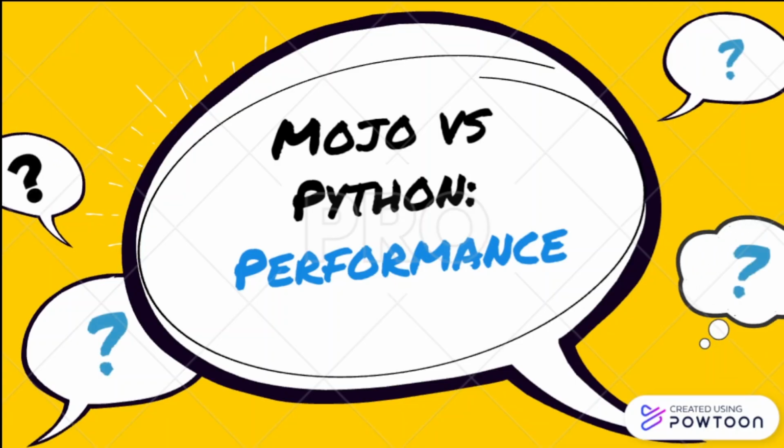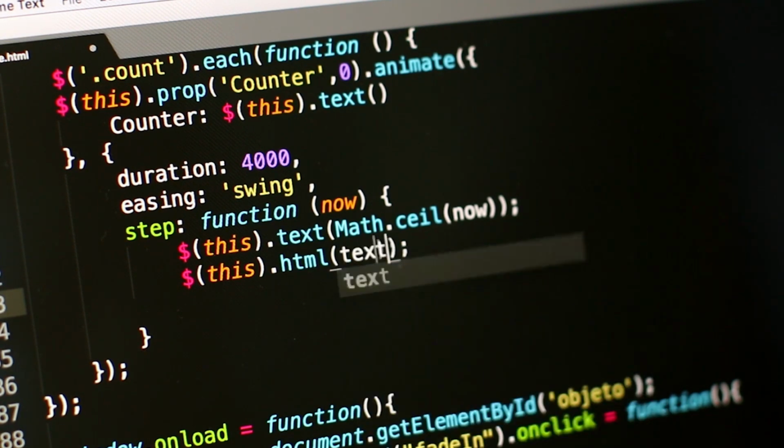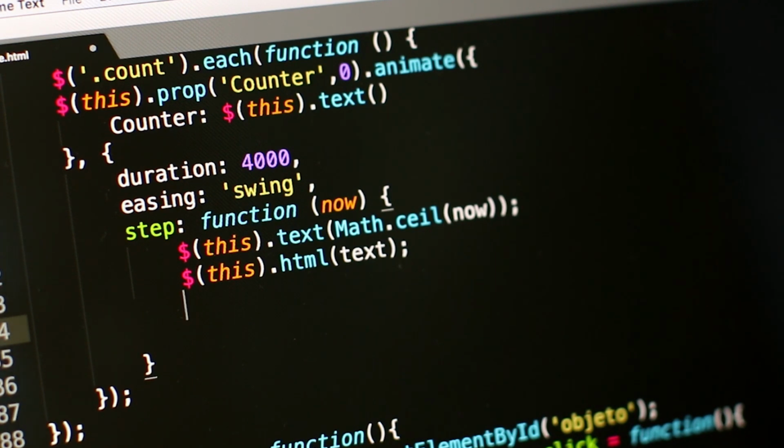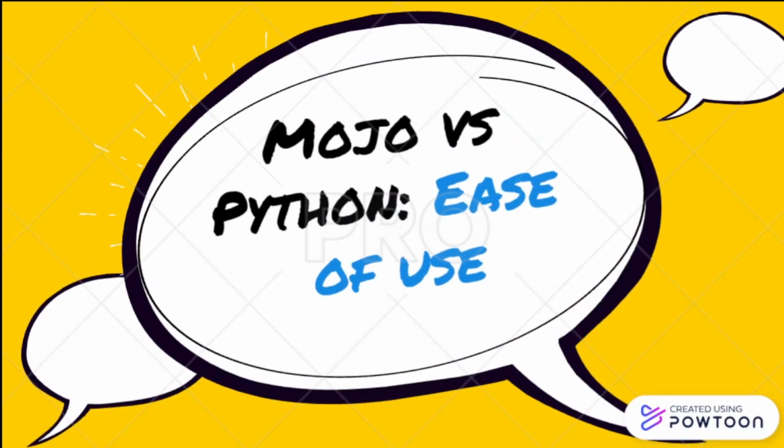Mojo versus Python. Performance. Mojo is significantly faster than Python. In benchmarks, Mojo has been shown to be up to 35,000 times faster than Python. This is due to a number of factors, including Mojo's use of JIT compilation and its support for parallel processing. However, it is important to note that performance is not always the most important factor when choosing a programming language. Other factors such as ease of use, libraries, and community support may be more important in some cases.